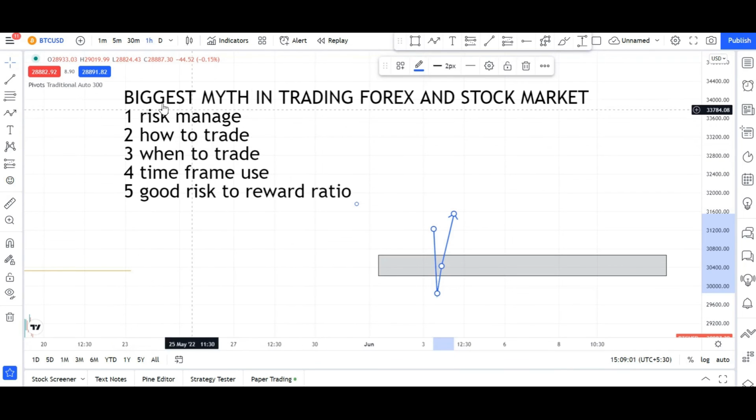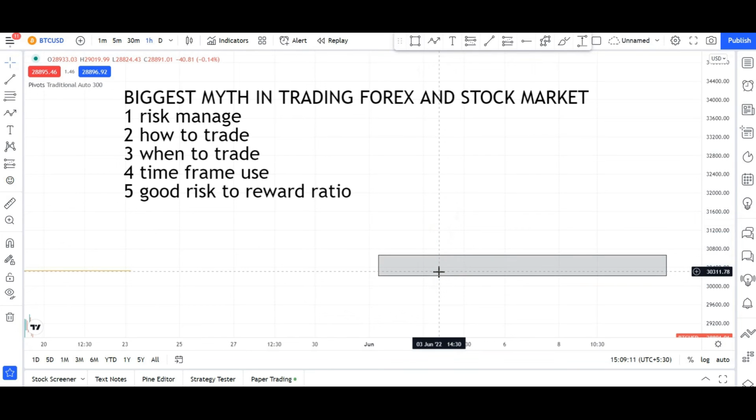Okay guys, risk to reward. Okay guys, this is the main thing. And next is time frame. You have to see your time frame guys. I have told you that I will tell you the biggest myth guys.